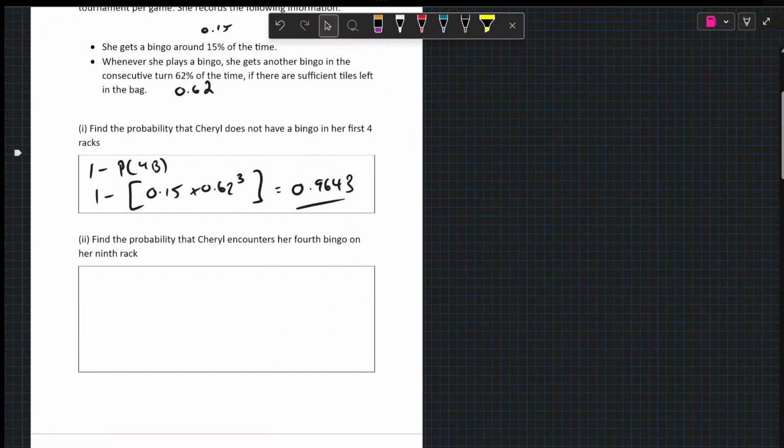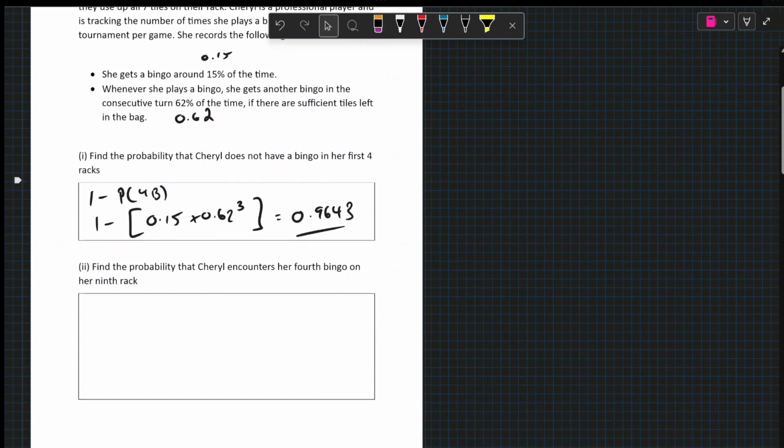Find the probability that Cheryl encounters her 4th bingo on her 9th rack. Now, this question is actually slightly more difficult than I originally intended it to be. How this works is it's not a binomial because the probability changes. So we're actually going to have to think of these situations separately. So either she gets 3 bingos in a row, she gets 2 and then 1, 1 and then 2, and then 0 and then 3.